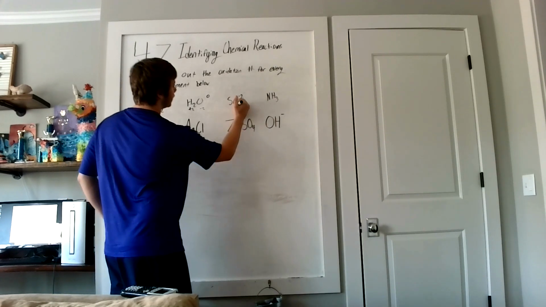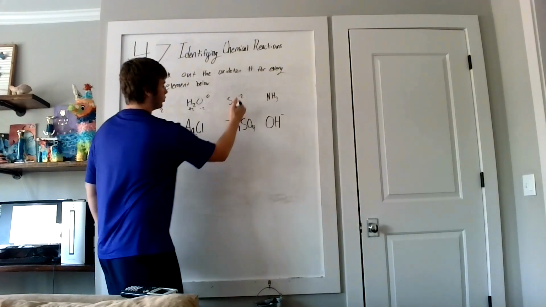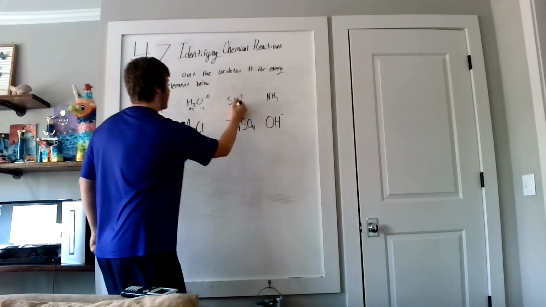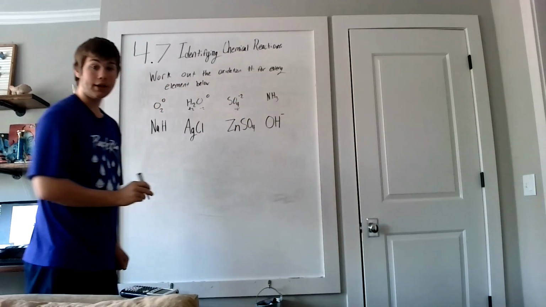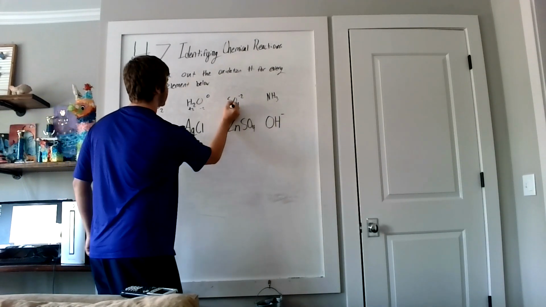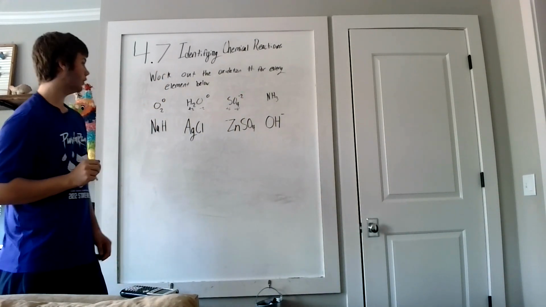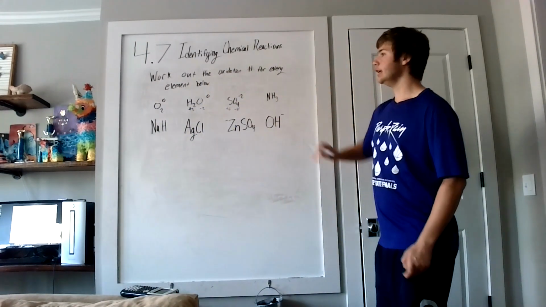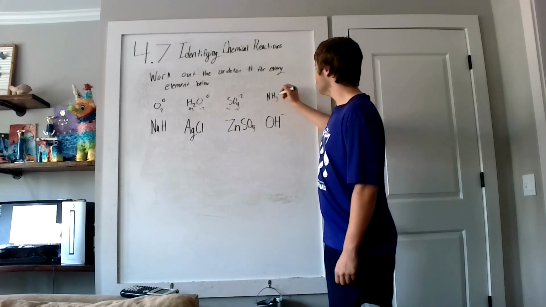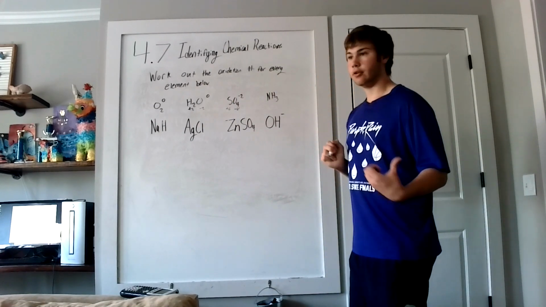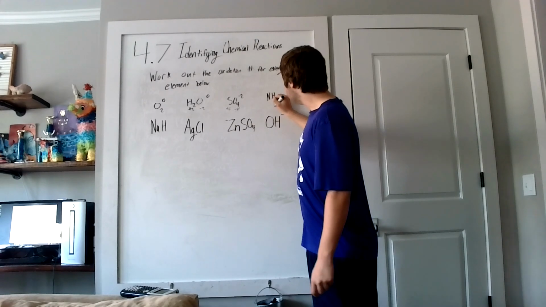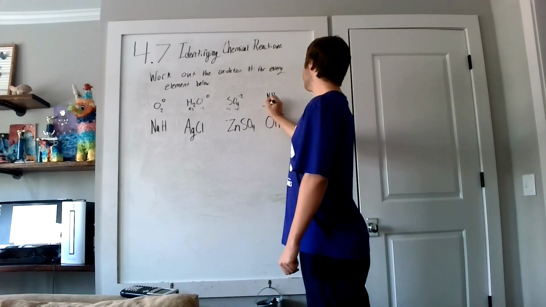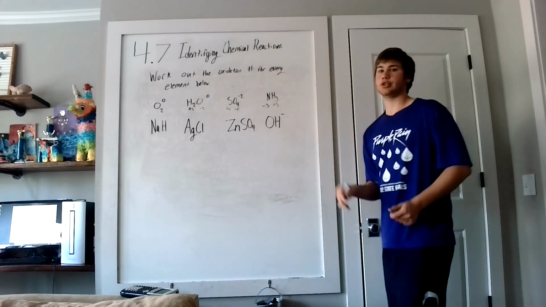Sulfate has 4 oxygens, so -2 for every oxygen, and that becomes -8. So sulfur in this case has to be +6 so it can add up to -2. NH3, or ammonia, so we're bonded to a nonmetal, so we're going to have a +3 for hydrogen. Nitrogen is going to have to be -3 so that we can have our charge of 0.